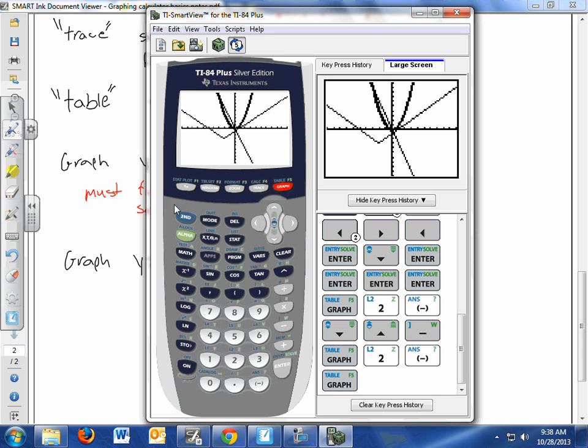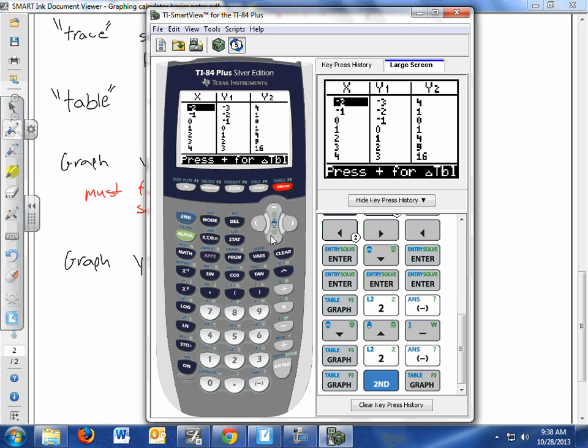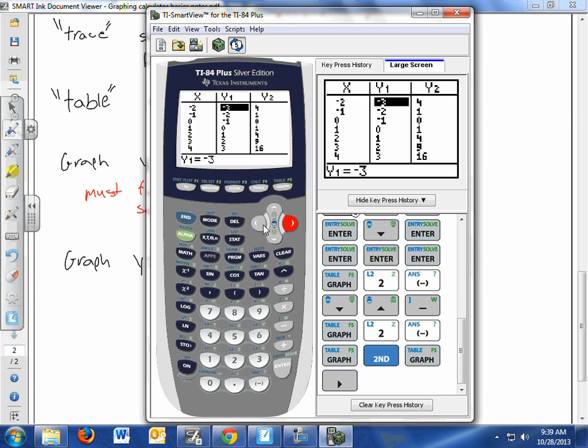I could go to my table, and it'll show me all three y's to go with this one x. So this would be the solution for my first one, negative 2, negative 3. For my second graph, negative 2, 4, that would be for x squared. My last one, negative 2, 6, that would be for negative 3x.